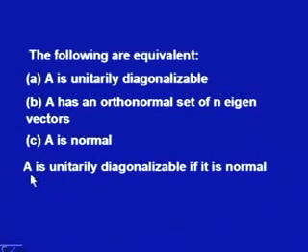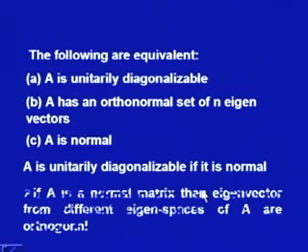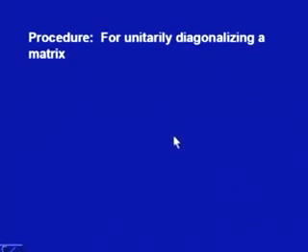That means A is unitarily diagonalizable if it is normal. And if A is a normal matrix, then eigenvectors from different eigenspaces of A are orthogonal. Not only orthogonal, but they are orthonormal. This particular result forms a basis for a procedure for unitarily diagonalizing a given matrix.